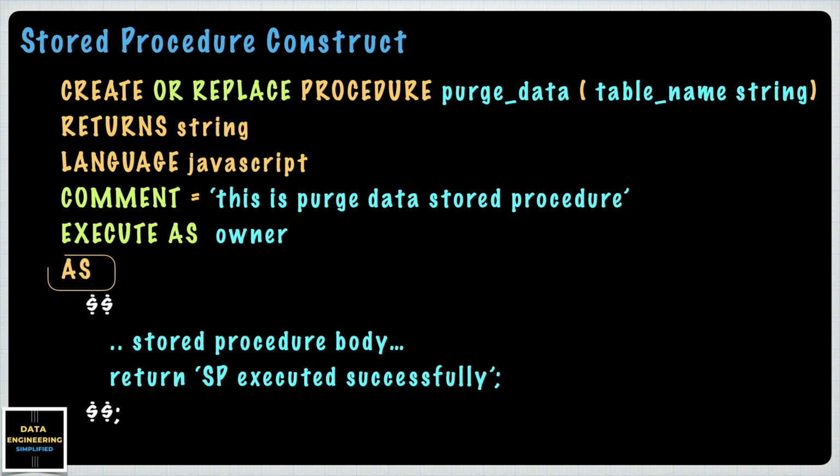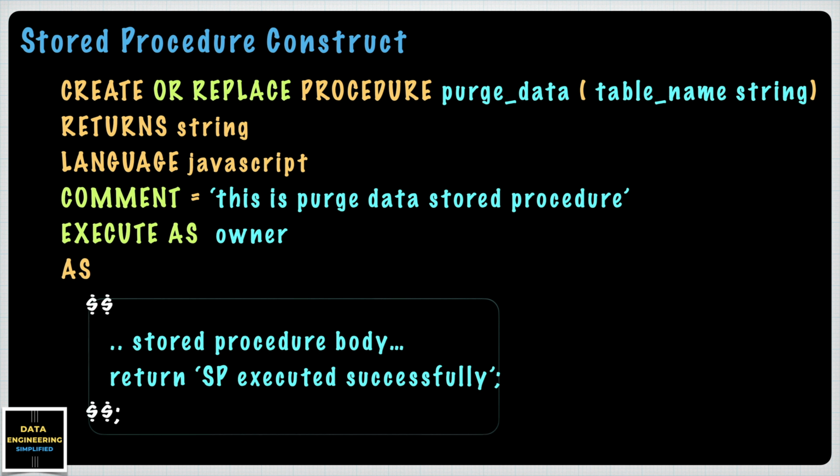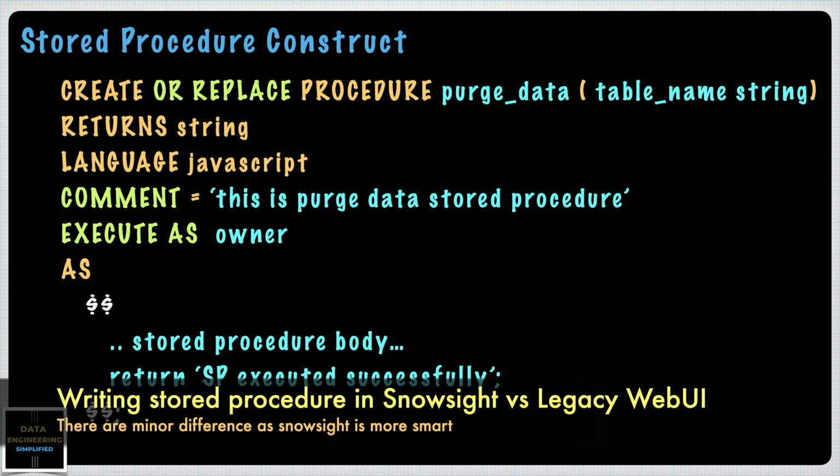As is a must keyword and has to be there before the stored procedure body starts. Finally, your stored procedure body will appear within the $ sign. There are some variations if you use the Snowsight Web UI, but I am following the most commonly used approach in this video to define a stored procedure body, and I will demonstrate what I mean by that.